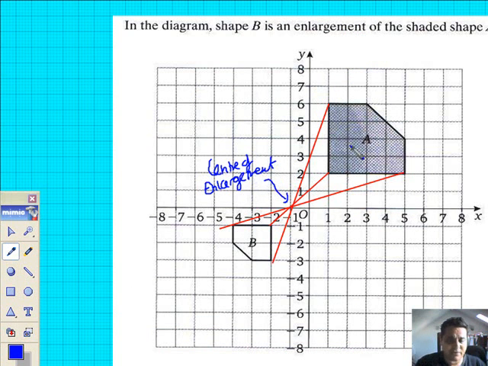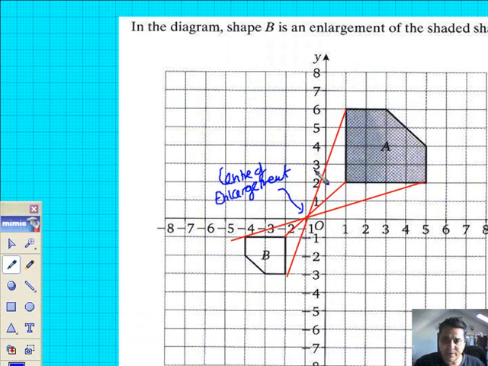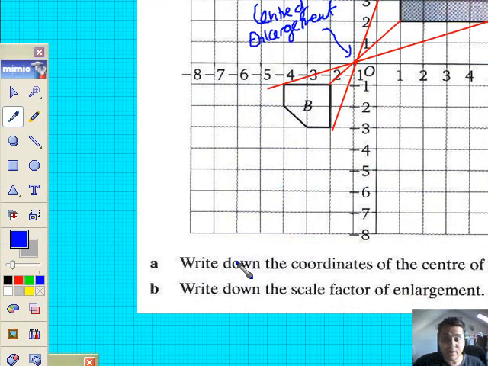Because it's passed through the centre of enlargement and we construct the shape on the other side of the centre of enlargement, it's become a negative scale factor. So not only is it half the original size in terms of the linear lengths, it's also a negative scale factor of minus 1/2. Check again. The original is 4 units tall, the small one is 2 units tall, that's a half. The original is 2 units across the top there, the small one is just 1 unit, that's half. So that's negative half.